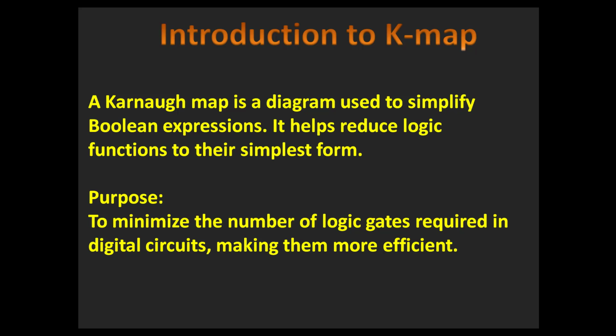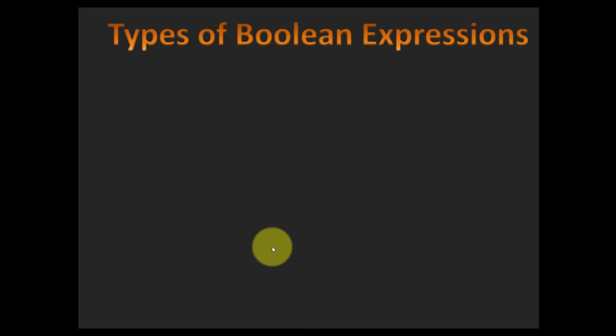So if we have a logic expression, and if we implement that, maybe we may require a large number of gates, but by using a K-map we can reduce the Boolean expression so that the number of gates required is less. So the main purpose is to minimize the number of logic gates for the required digital circuits, making them more efficient.